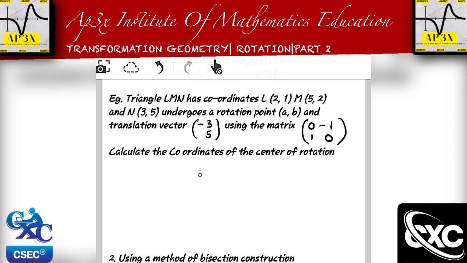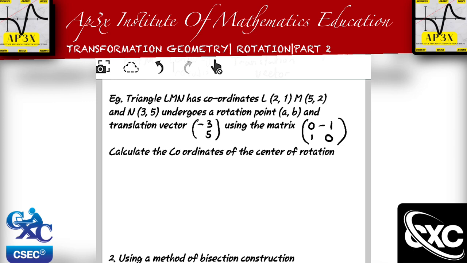Now you could go on the graph, right? You could plot the point (2,1), plot the point (5,2), plot the point (3,5), and then you can multiply these object points by the matrix (0, -1; 1, 0). Then you can plot the new points. Then you can go through the whole process of doing a construction. That takes a little time, and most likely then how this -3 and 5 play a role.